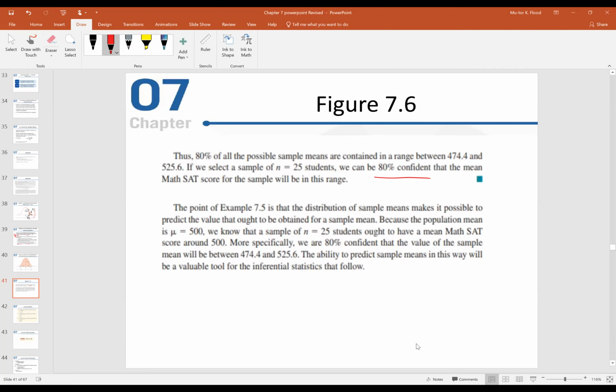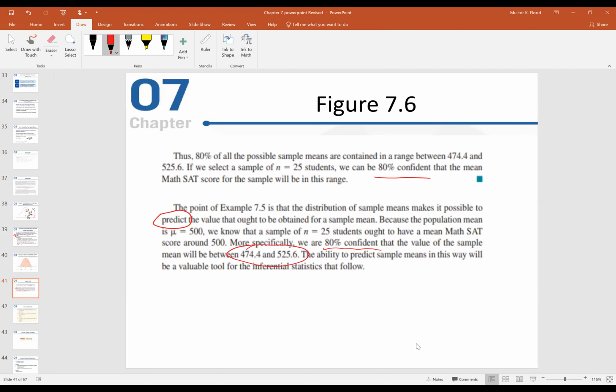The point of this question is that the distribution of sample means makes it possible to predict the value that ought to be obtained for a particular sample mean. Because the population mean is 500, we know that a sample size of 25 students ought to have a mean math SAT score around 500. More specifically, we are 80% confident that the value of the sample mean will be between these two numbers.